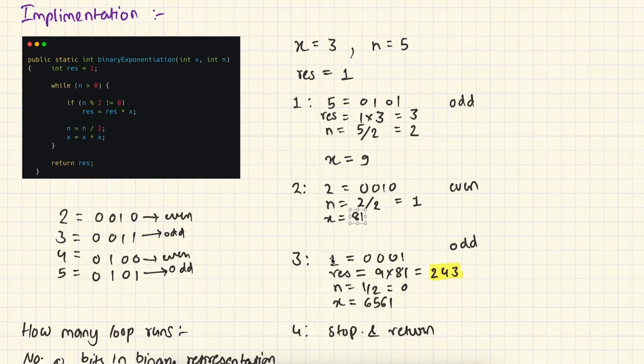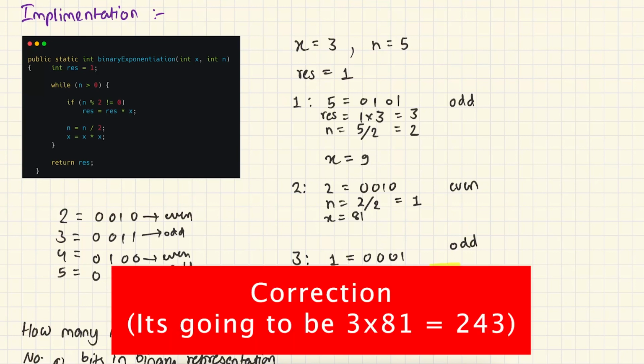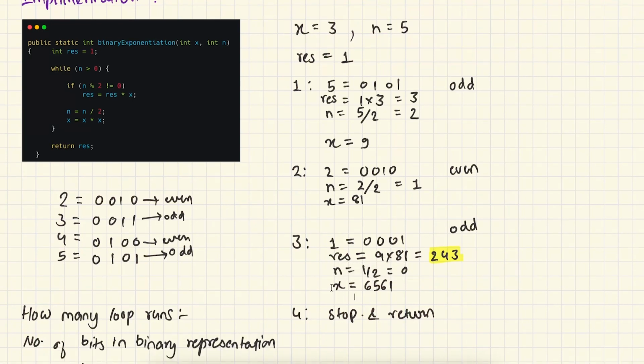In the next iteration, the value of n is 1. So we check if n is odd or even. This time 1 is odd. The rightmost bit of 1 is set. So what do we do when the bit is set? We simply do result is equal to result into x, right? So what is the value of result? The previous value of result is 9 and the previous value of x is 81. So we simply multiply 9 into 81 and we get 243. And we simply divide n by 2, we get 0, and again multiply x into x, we get 6561.